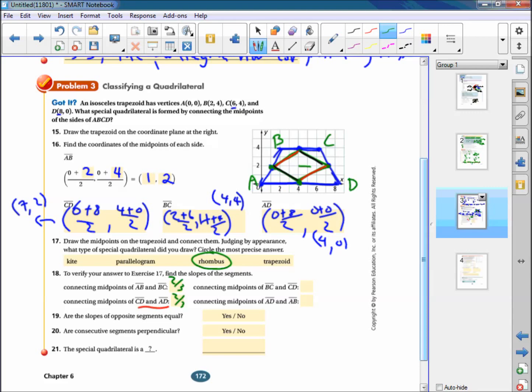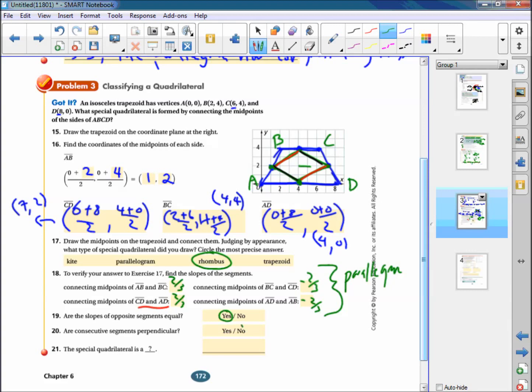All right, so we know that the red ones are parallel. And then the black ones, let's check that. They're going down 2 and right 3, so they're both negative 2/3. So since opposite sides are parallel, this means we have a parallelogram. So we've got halfway to a rhombus. Now we just need to show that they're the same length. Okay. So are the slopes of the opposite segments equal? This is going to be yes.